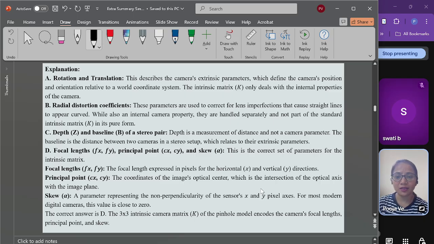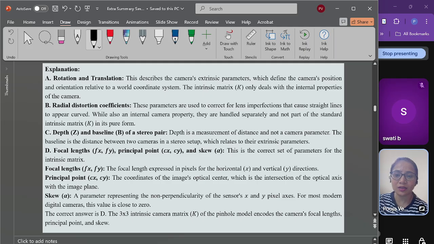Now the next one, depth and baseline of the stereo pair. Depth is the measurement of distance, not a camera parameter, and the baseline is the distance between the two cameras in the stereo setup, which relates to their extrinsic parameters, not an intrinsic parameter.